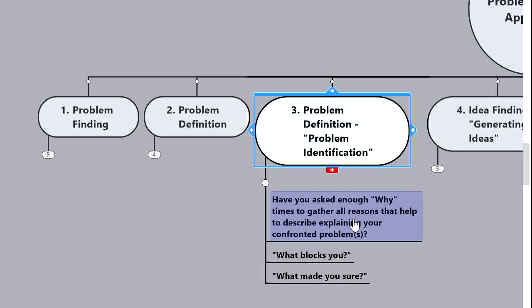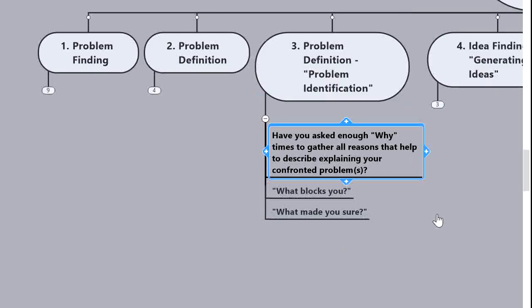Here we come to the third phase: problem definition, problem identification. It's the second phase of asking questions about the problem you are confronting. Have you asked "why" enough times to gather all the reasons that help to explain the problem you are confronting? Using cause analysis, simply count how many times you asked why, and each time you need to find the right answer to this why.